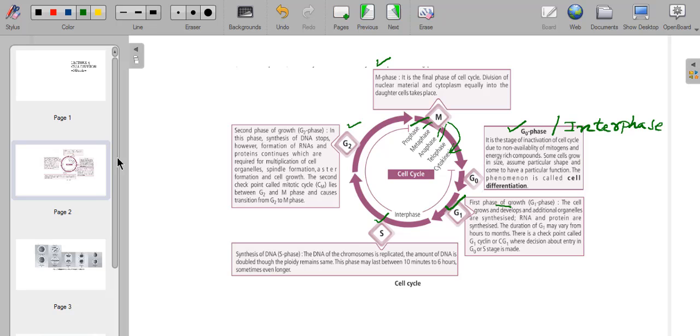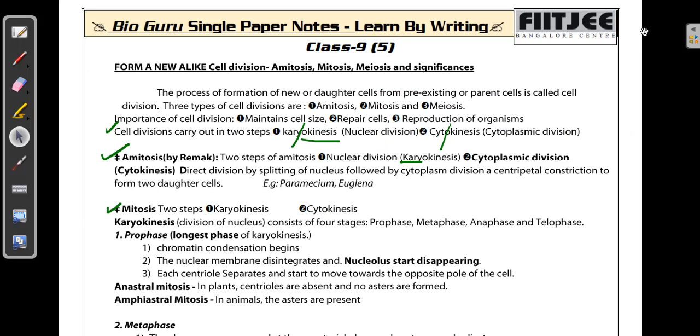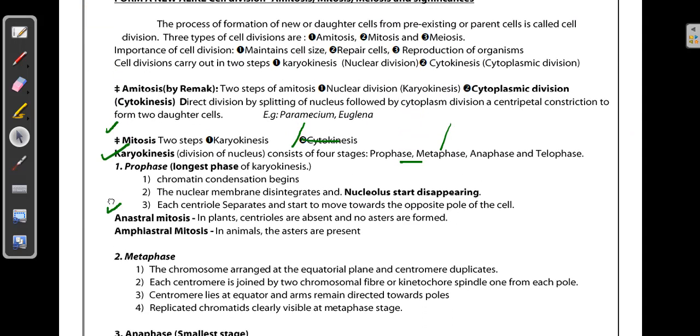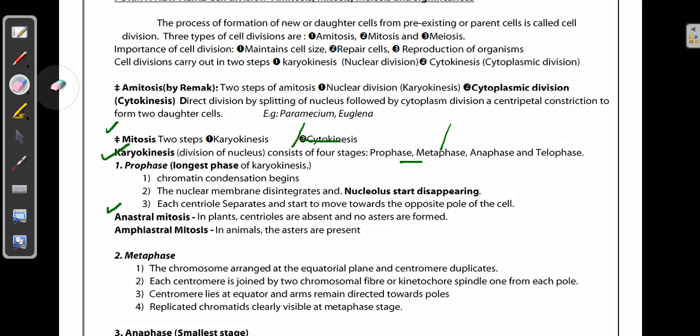Alright, so it's about the cell cycle. Now let us go back and understand more about mitosis. So as you know, the mitotic phases are carried out in two different steps. One is called karyokinesis, another one is called cytokinesis. We give more emphasis on karyokinesis.